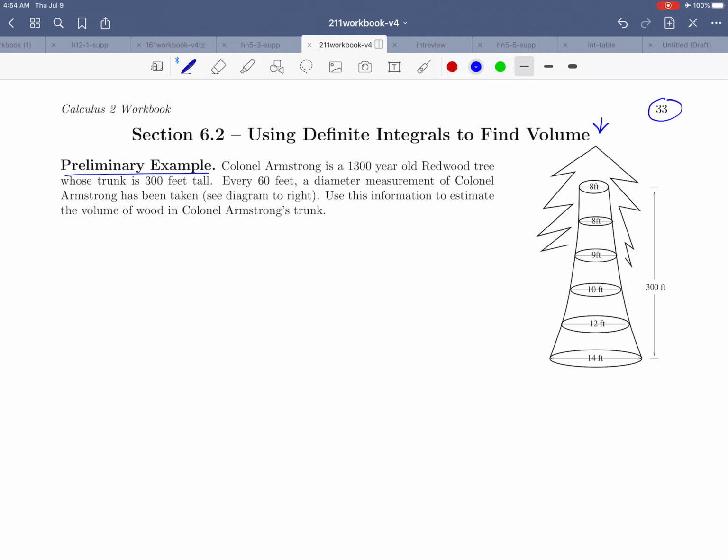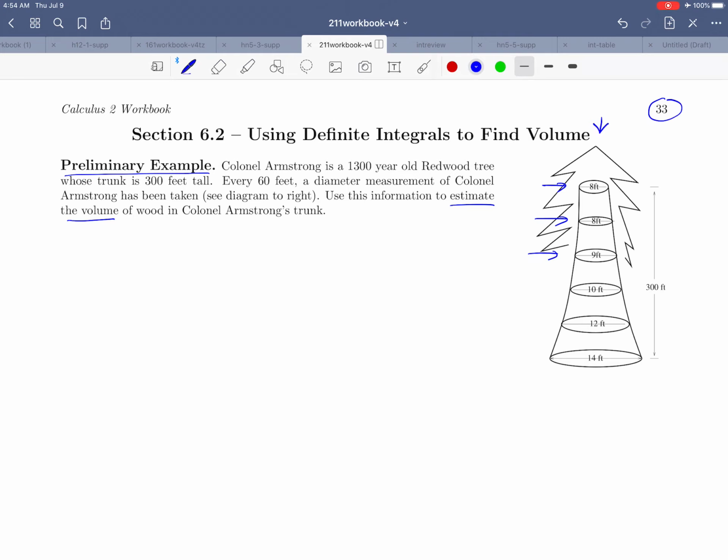Every 60 feet, a diameter measurement of Colonel Armstrong has been taken, and we can see those numbers marked off on the tree. Somebody has gone to the trouble of measuring how wide it is at various points. Here's what we want to do. We'd like to see if we can use this information to estimate the volume of the wood in the trunk of the tree, just the trunk of the tree.